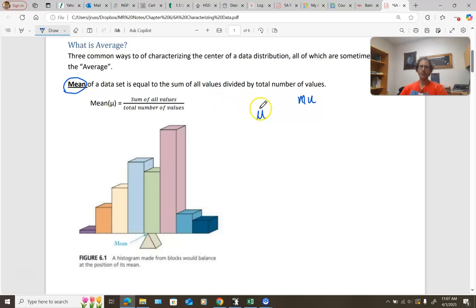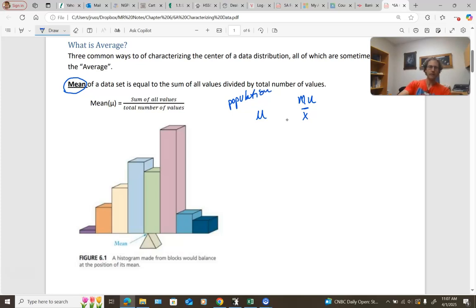So mu would be the population parameter, the true average of the population. But because we rely on samples, we are going to be using the statistic x bar, okay? So it's just an x with a bar over it. So mu pertains to a population. It's the average of a population, or it's a parameter.